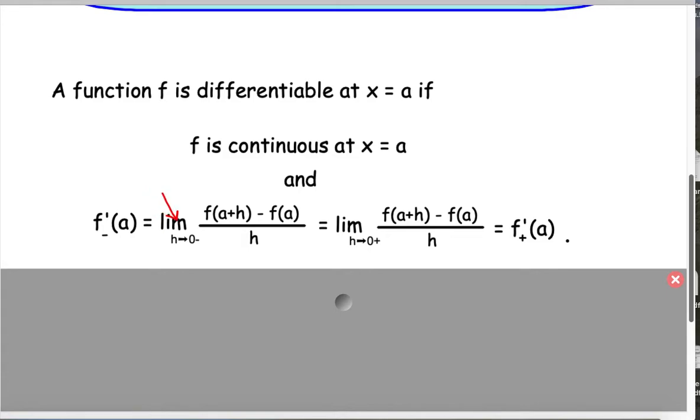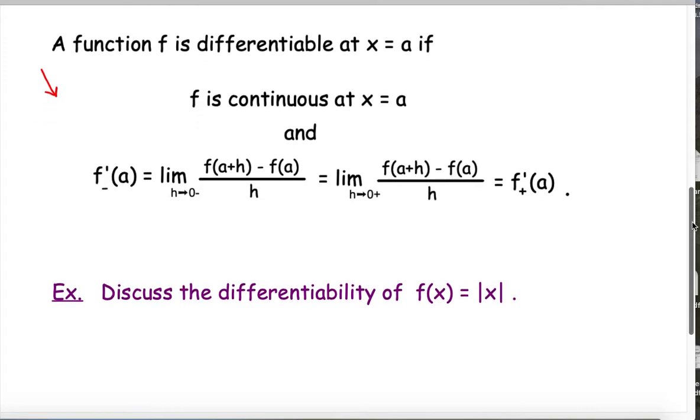So if we take the limit of the difference quotient as h approaches 0 from the left, that means h has negative values getting closer to 0. And then this one is the limit as h approaches 0 from the right of the difference quotient. And that means that h is greater than 0 but getting smaller and smaller and smaller. So basically, from both sides, that limit has to exist and has to be equal. So let me give you one last example.